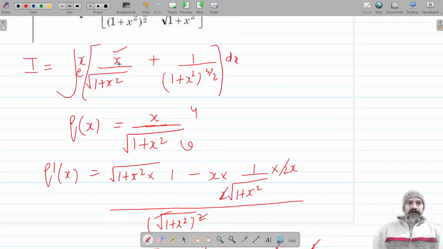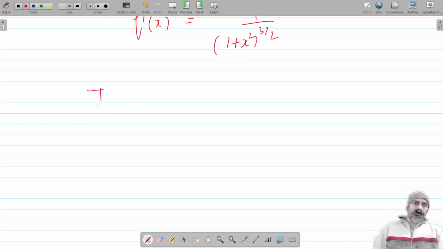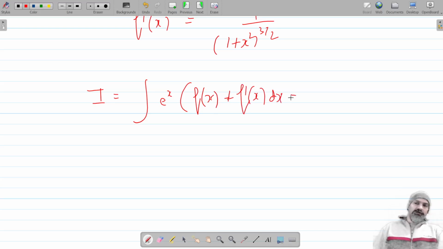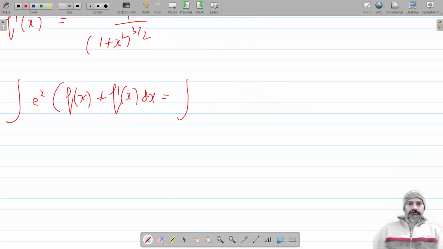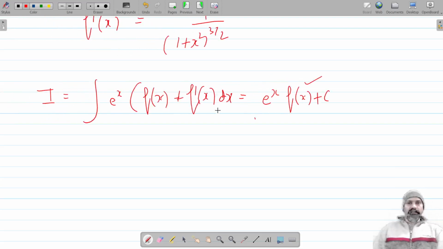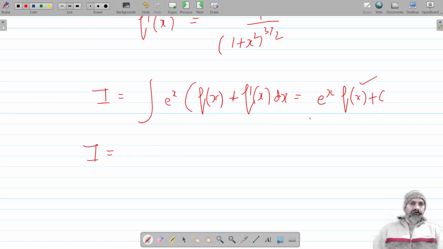So that means this is f of x, and this is its differentiation, and now our integration is of the form integration of e raised power x into f of x plus f dash x into dx. We know that if it is of this form, then it's equal to e raised power x into f of x plus c. So using this identity, our integration is equal to e raised power x into f of x.